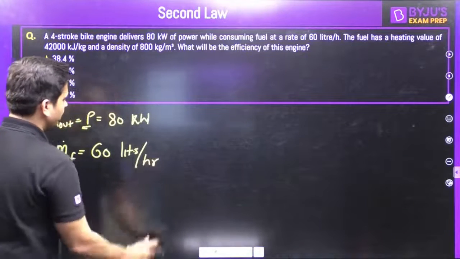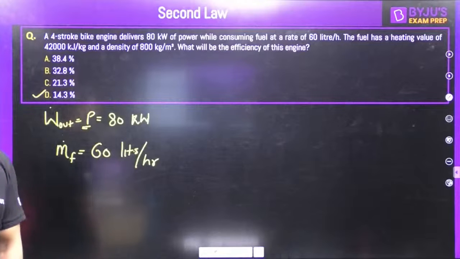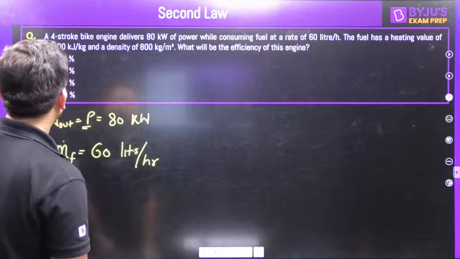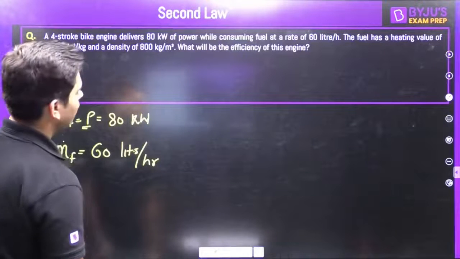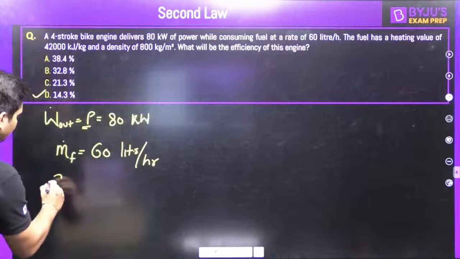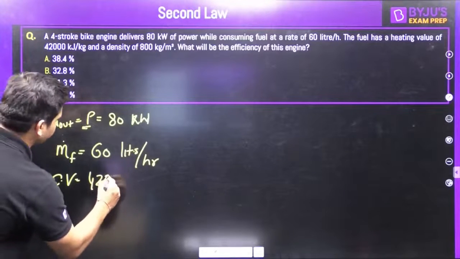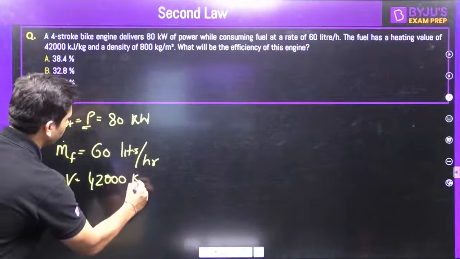Per hour, I am sorry. Now you need to convert that into kg, because this calorific value, or heating value, is 42,000 kilojoule per kg.